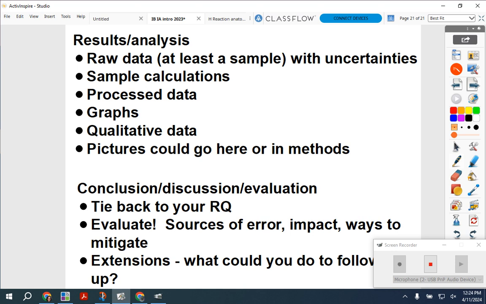So what is going to be the impact of those possible sources of error? And how could you mitigate it in the future? What could you do differently? And then another thing that most people last year didn't do is: what's an extension that you could do? If you were handing this project over to somebody and said, please pick up where I left off, what do you think that they should do next?